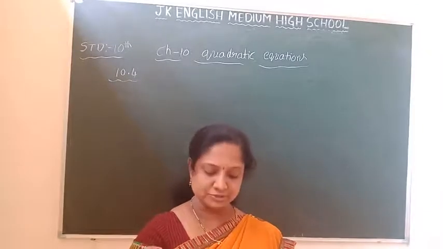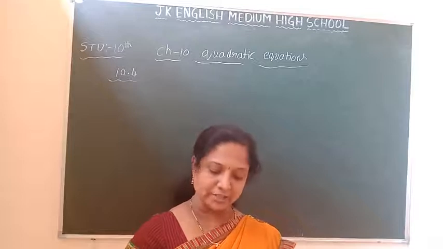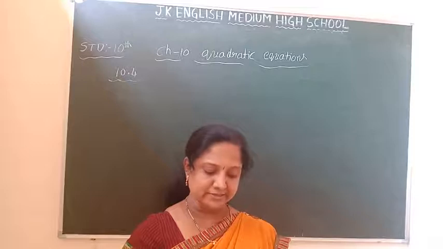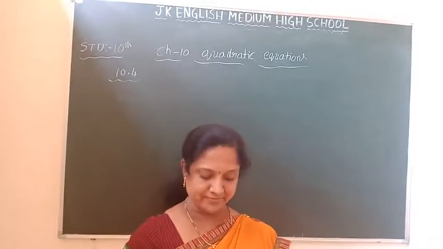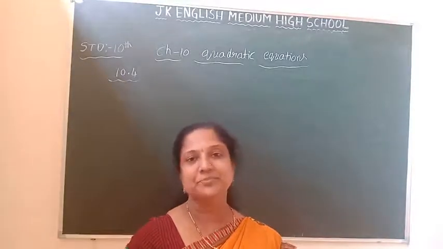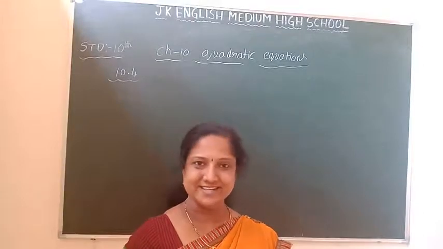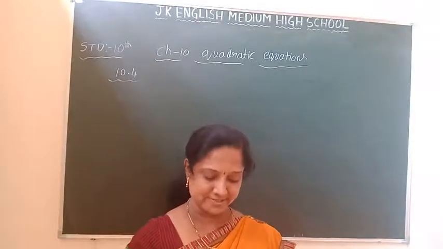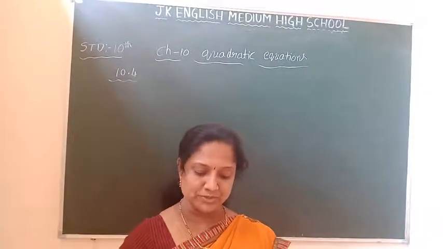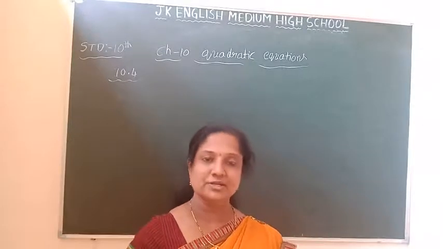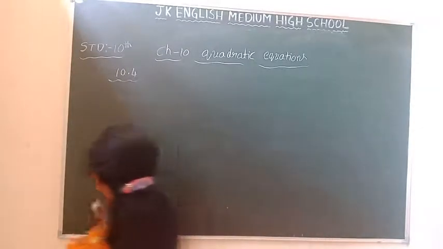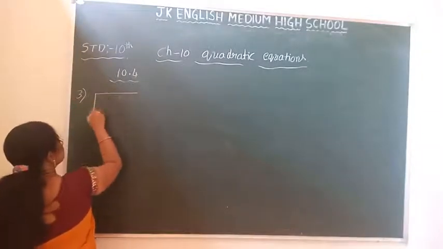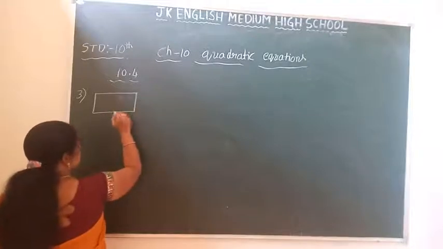Is it possible to design a rectangular mango grove whose length is twice its breadth and the area is 800 meters square? If so, find its length and breadth. So you have to understand the statement. Read the statement twice. Is it possible to design a rectangular mango grove whose length is twice its breadth? So I am going to draw a rough diagram of a rectangular grove.